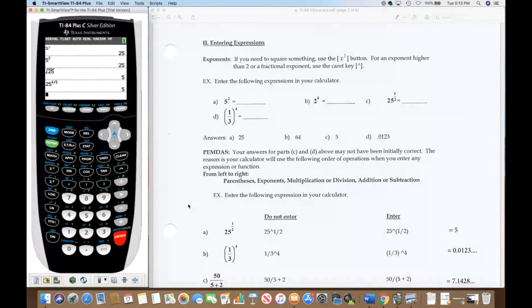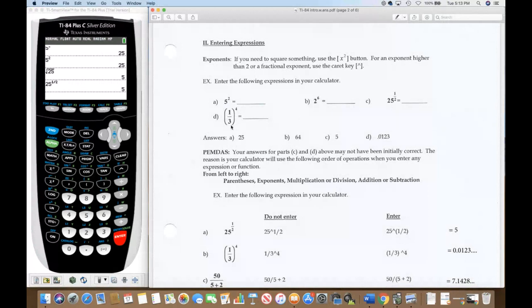Go ahead and pause your screen if you've got your calculator with you now, and go ahead and try these other expressions. 2 to the 6th power, that would be 2 caret 6. We've already done 25 to the 1/2 power. On D is 1/3 to the 4th power. Be sure to use parentheses, and you can see the answers to all 4 of those are here just underneath the expressions. So go ahead and pause your screen and do those, and I'll see you in a minute.